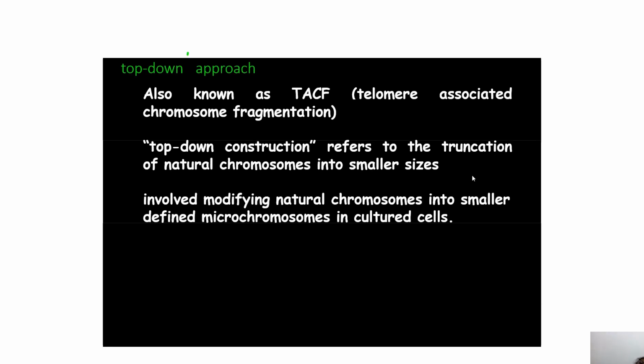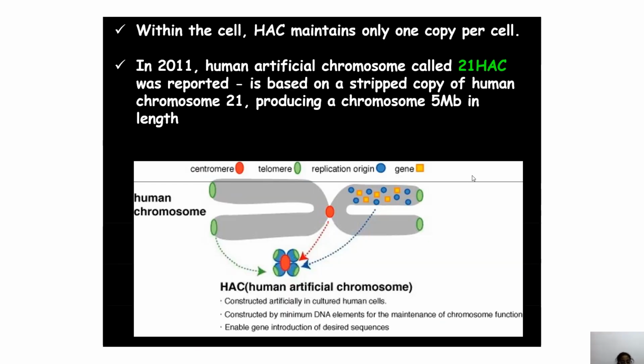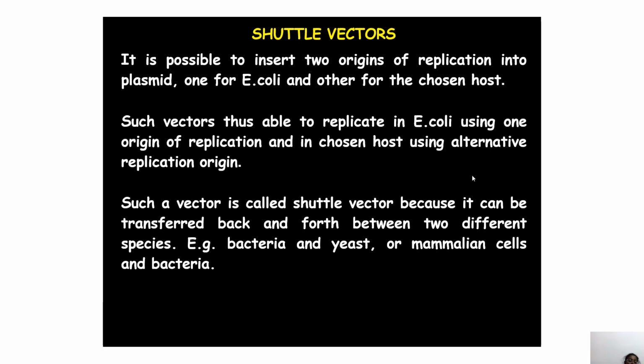Another is the top-down approach, also known as TACF, telomere-associated chromosome fragmentation. So top-down construction refers to the truncation of natural chromosomes into smaller sizes. It involves modifying natural chromosomes into smaller defined microchromosomes in cultured cells. So within the cell, HAC maintains only one copy per cell. In 2001, a human artificial chromosome called 21HAC was reported and is based on a stripped copy of human chromosome 21, producing a chromosome 5 MB in length. Okay.